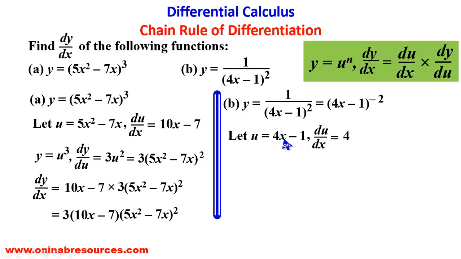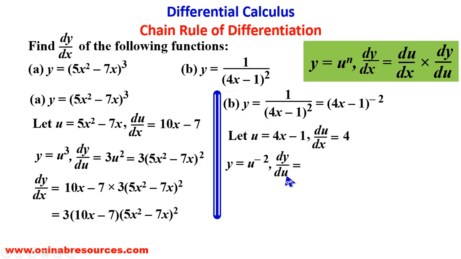Reduce the power of x by 1, that is x raised to power 0, and x raised to power 0 is 1. So we have it just 4, because the derivative of a constant is 0. So we then go ahead to create the other function from here. Since we have let u be 4x minus 1, if you put u here, you're going to have u raised to the power negative 2.